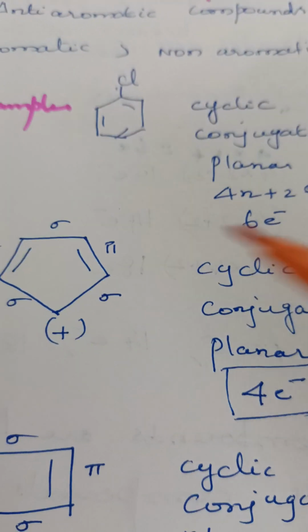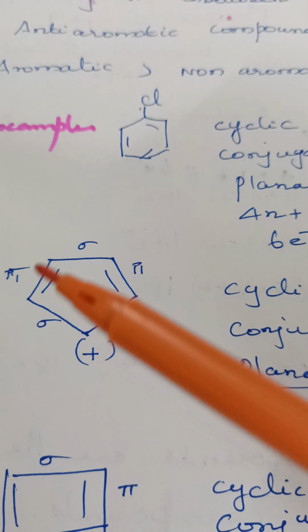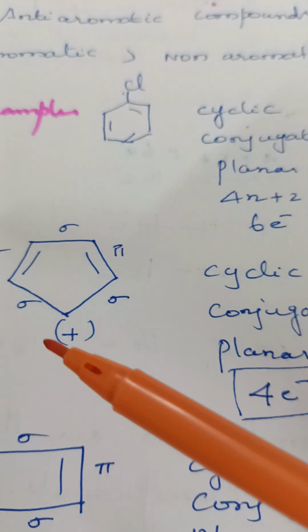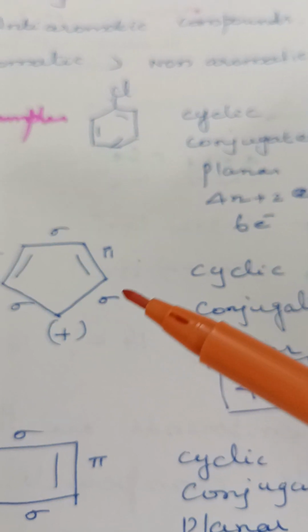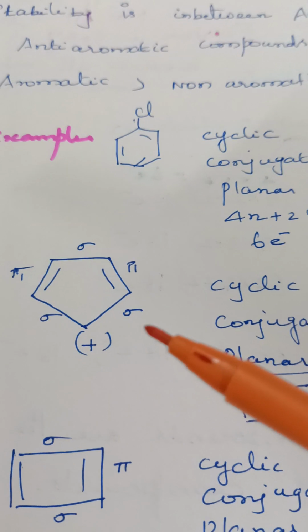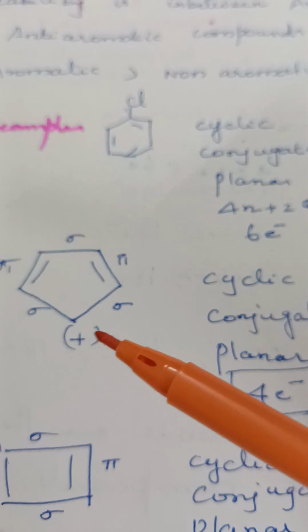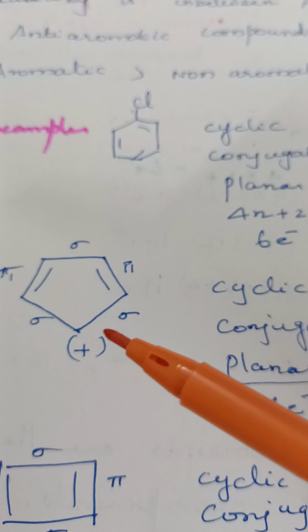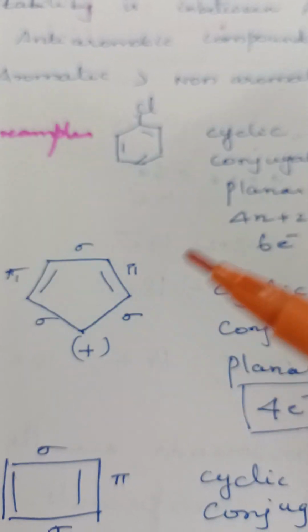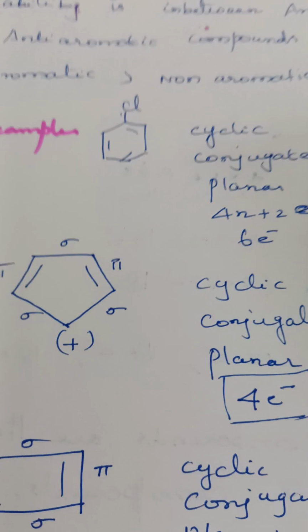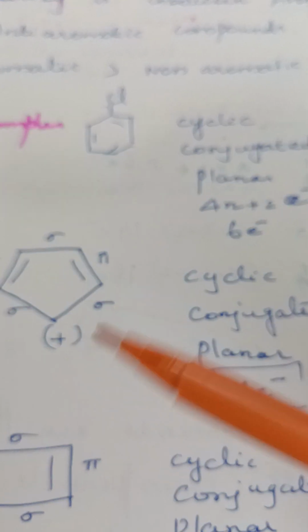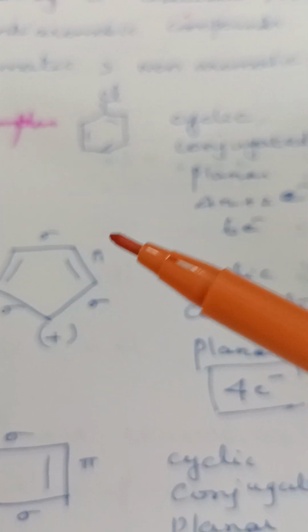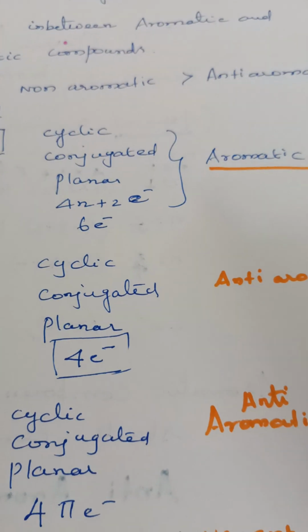Then let us take this compound. Here, first the compound is cyclic in nature. Conjugation: sigma bond, double bond, sigma bond, plus a positive charge is also included. Then sigma bond, double bond. There is a conjugation. If there is a positive charge, that means the p orbital is vacant. That is also included in delocalization. Conjugated double bonds are present. The compound is planar. How many pi electrons are present?